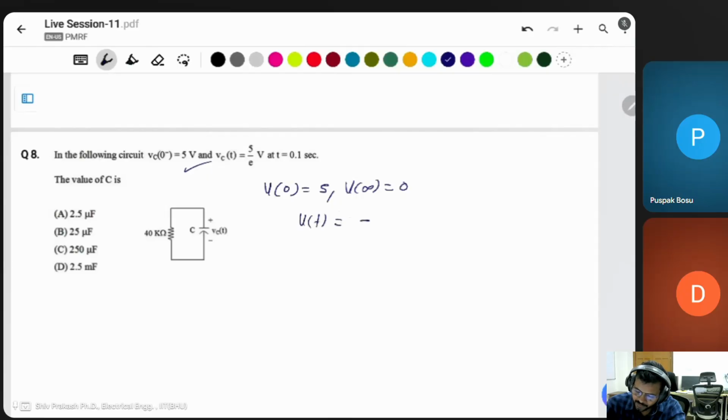Then what is Vt? Vt is simply 5 e to the power minus t by tau. Tau is RC, so 5 e to the power of minus t by R into C. I simply write tau, and tau is equal to RC. Okay, Vt is there.